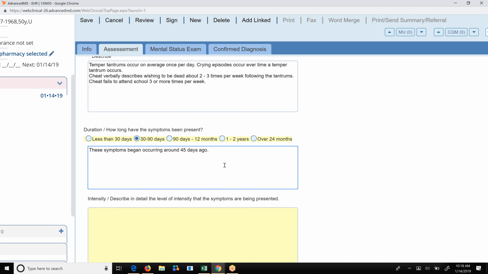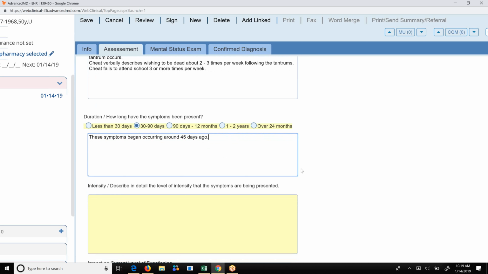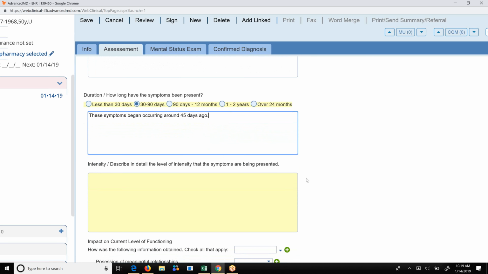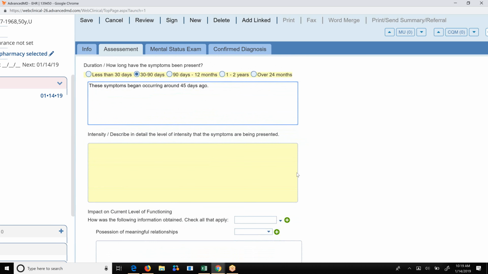Damon's checked 30 to 90 days. What does that circle checked automatically imply? What does that automatically tell us about the diagnosis that we should be looking at right from the get-go, just based off that one circle that's checked, 30 to 90 days? What does that tell us? I think complex depression. I'm sorry? What was that?